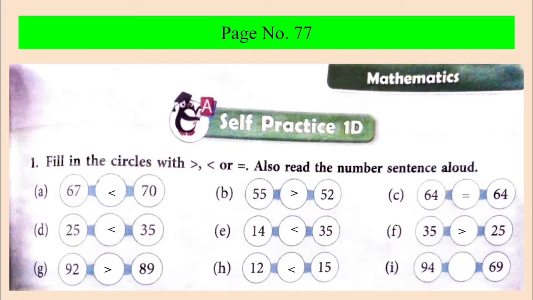Now let us look at the I part. Here we have two numbers 94 and 69. Now we will compare the digits in the tens place. We have 9 and 6. So we will compare the digits 9 and 6. We know that 9 is greater than 6. Therefore we can say that 94 is greater than 69. So we will put a greater than symbol here.